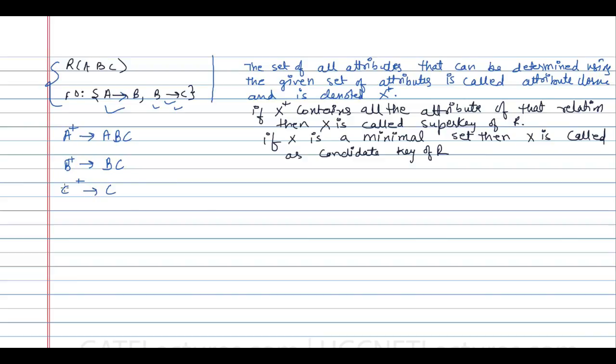Okay. Now if I take some combination of these attributes, like if I take AB closure, now this AB closure can determine ABC. If I take AC closure, then this AC closure can determine ABC. If I take BC closure, then BC closure can determine only B and C. In the same way, if I take ABC closure, then ABC closure can determine ABC, all of them.